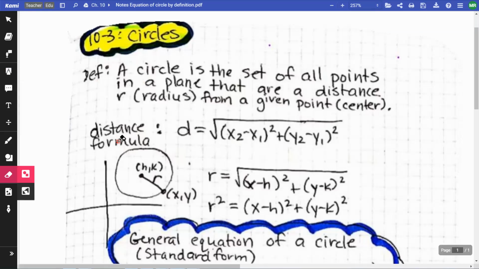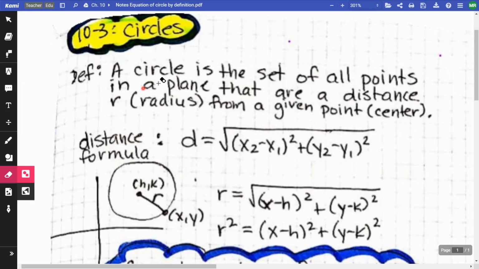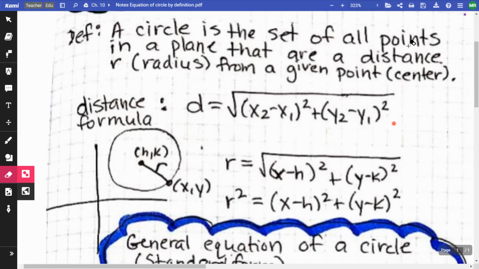Okay, so a circle is a set of all points in a plane that are a distance r from a given point, which is your center. So all points on the circle are the same distance from a given point called the center. Now, I wrote here the distance formula. This is the distance between 2 points, x1 comma y1 and x2 comma y2. If you want to think about it, it's basically like the Pythagorean theorem.